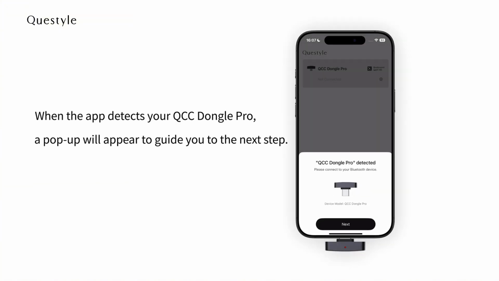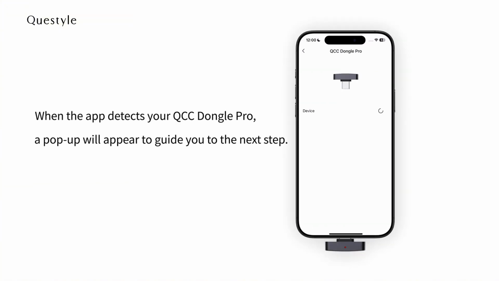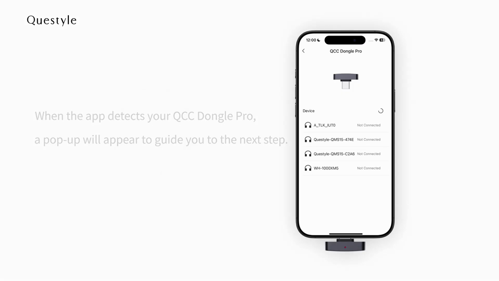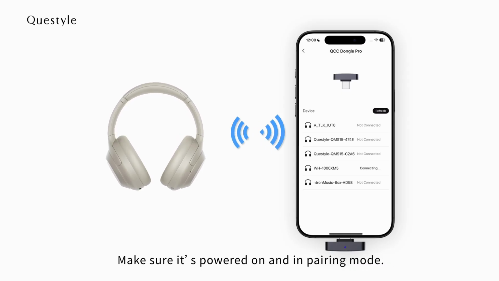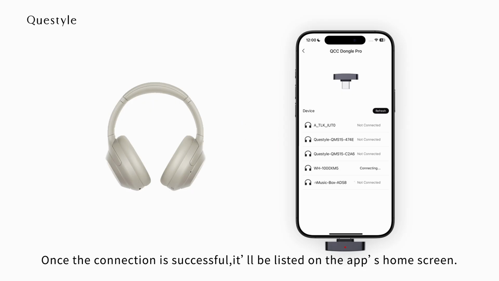When the app detects your QCC Dongle Pro, a pop-up will appear to guide you to the next step. Now choose the Bluetooth audio device you want to connect. Make sure it's powered on and in pairing mode. Once the connection is successful, it'll be listed on the app's home screen.